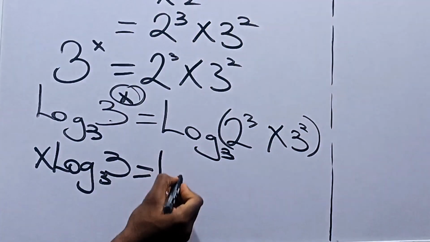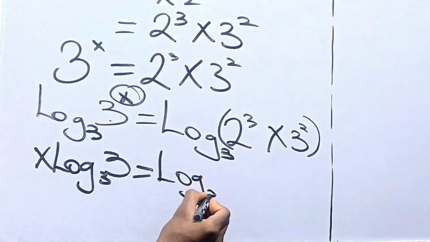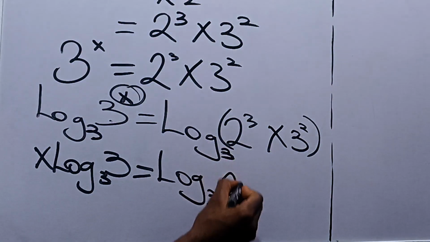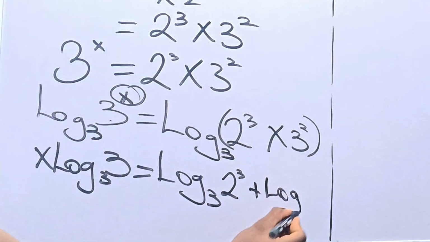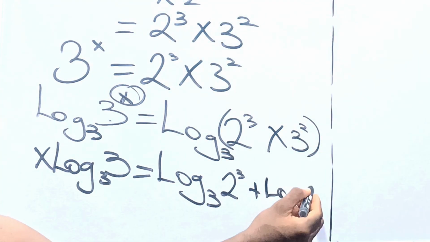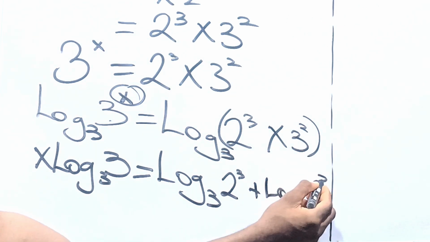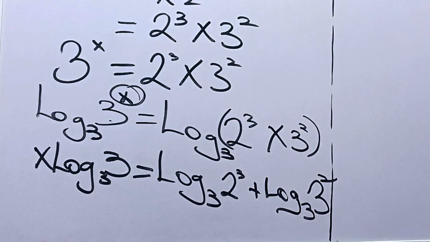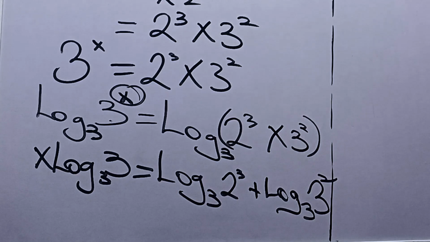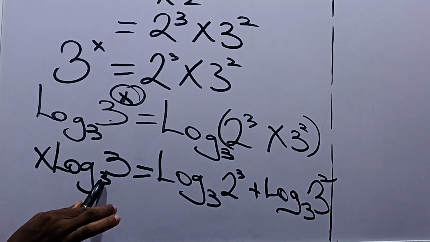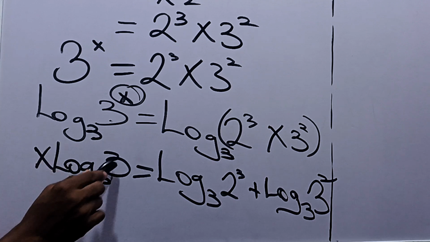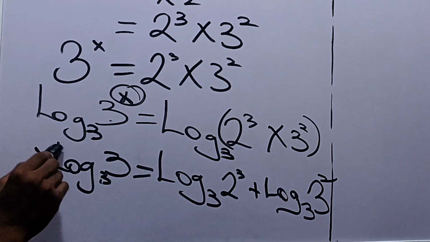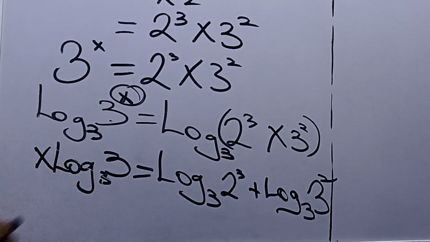So we have logarithm in base 3 of 2 raised to the power 3 plus logarithm to base 3 of 3 raised to the power 2. Okay? Now, at this juncture, you can say the logarithm of a number, okay, the number is 3, to its own base, the base is 3. So the base and the number are equal, it means that this logarithm is equal to 1. 1 times x will give me x.